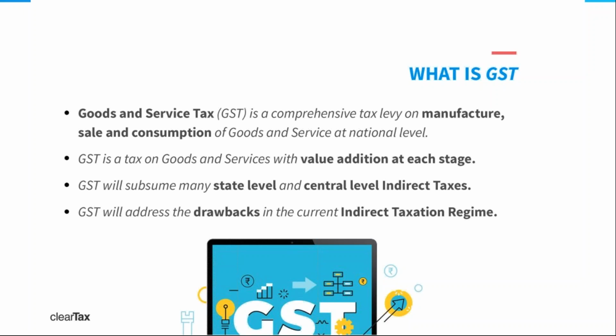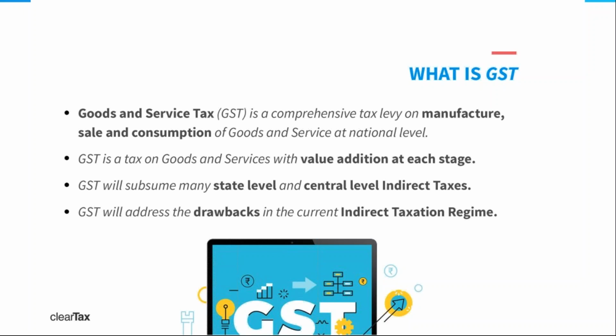Next, we have GST is a tax on goods and services with value addition at each stage. So this concept is coming from the previous regime. Today, if you see in value added tax or in the concept of CENVAT, whatever taxes we pay at the time of purchase is available as credit at the time of sale. So as a business, you are required to pay tax only on the amount of value addition that you have done.